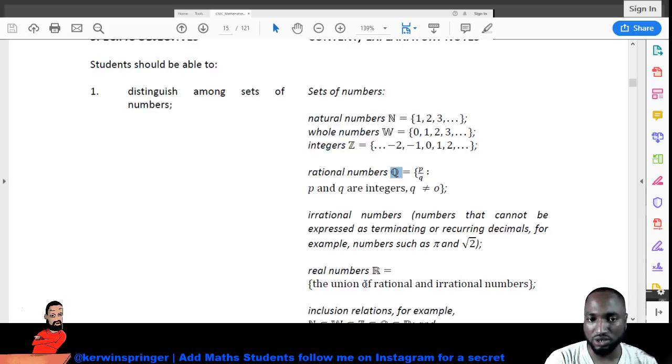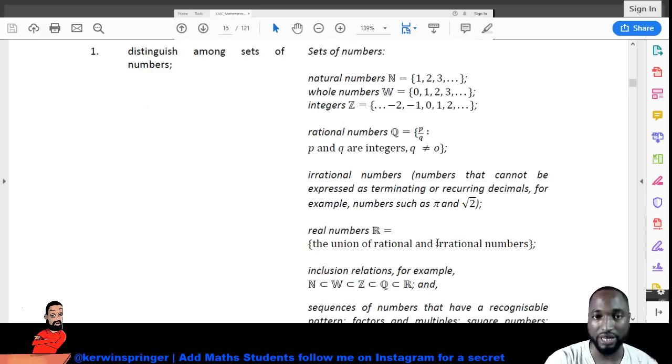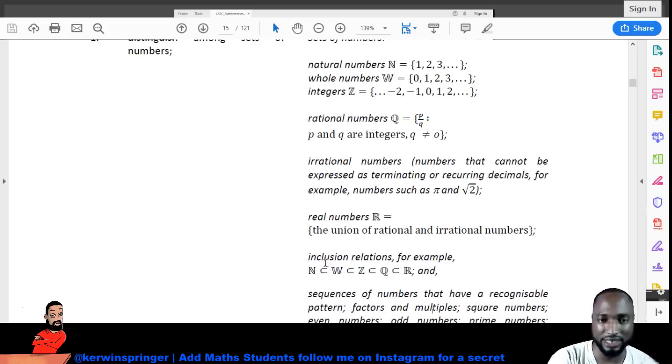Real numbers, the union of rational and irrational numbers. Oh yeah, I skipped out irrational numbers. Irrational numbers are numbers that you can't really put in a form like this. They just have non-terminating decimals, like the square root of 2 and pi, the prime examples they always talk about there. So make sure you know that. And you see this? This comes in your multiple choice. Understand? Natural numbers are a subset of whole numbers, a subset of integers, a subset of rational numbers, a subset of real numbers.